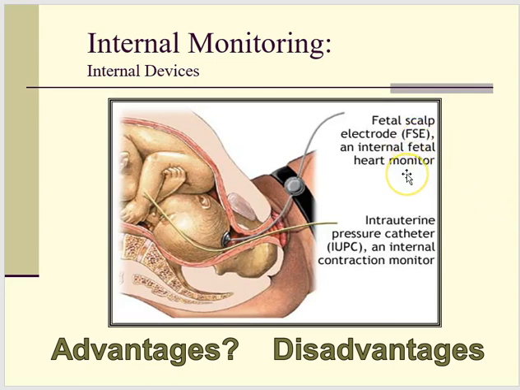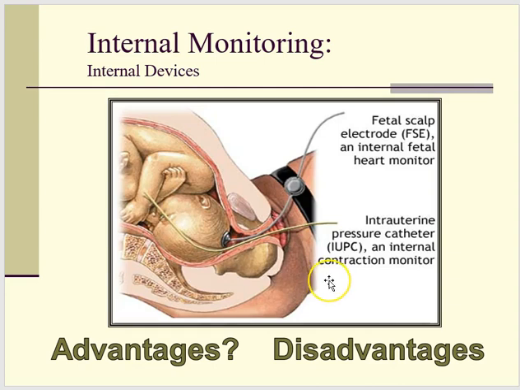A fetal scalp electrode, also called an FSE, is placed directly on the baby's head via a vaginal exam. This allows us to get continuous information. We also have an intrauterine pressure catheter, an IUPC, which is an internal contraction monitor. An RN, after she's been trained and certified, can place a fetal scalp electrode, but you must have a midwife or an obstetrician to place an IUPC.